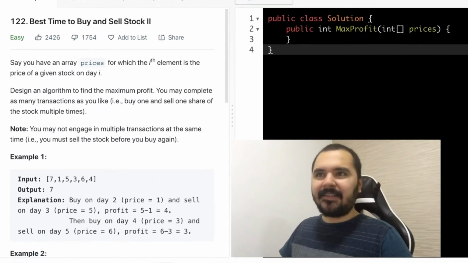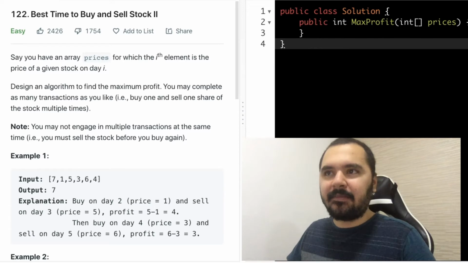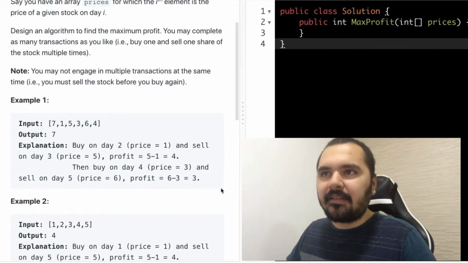What's up, guys? This is LeetCode 122, Best Time to Buy and Sell Stock II. Say you have an array prices for which the ith element is the price of a given stock on day i. Design an algorithm to find the maximum profit. You may complete as many transactions as you like.